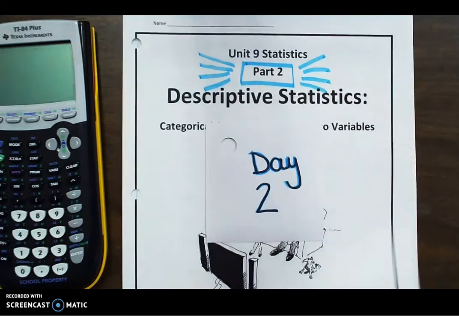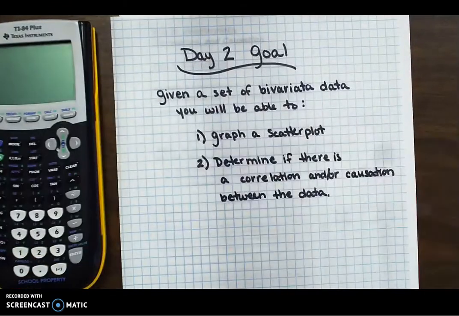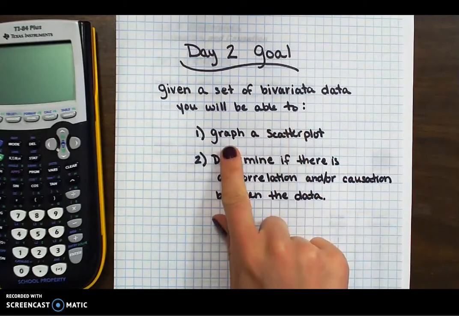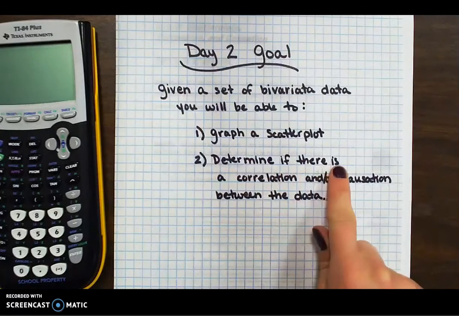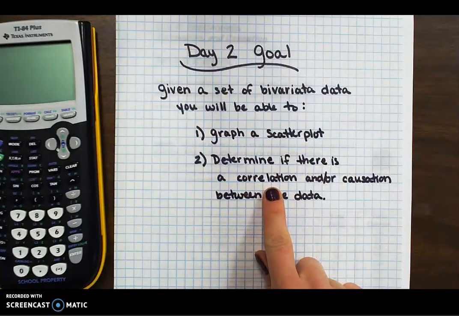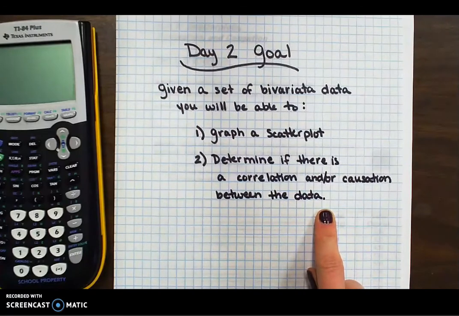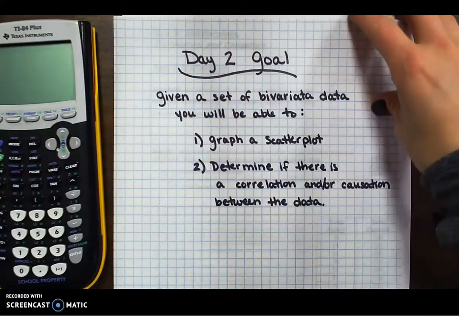All right, for today, we do have our goal of the day. So today, given a set of bivariate data, you will be able to graph a scatter plot and determine if there is a correlation and or a causation between the data. All right, first, we have to graph the scatter plot. All right, so let's go ahead and take a look.